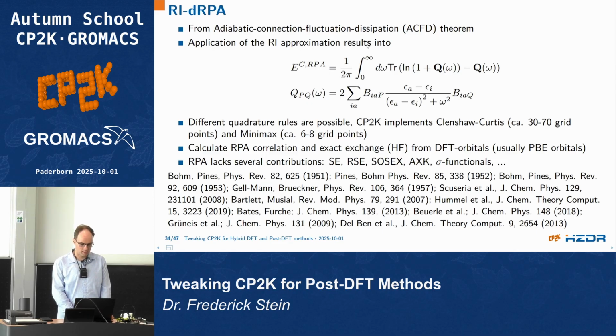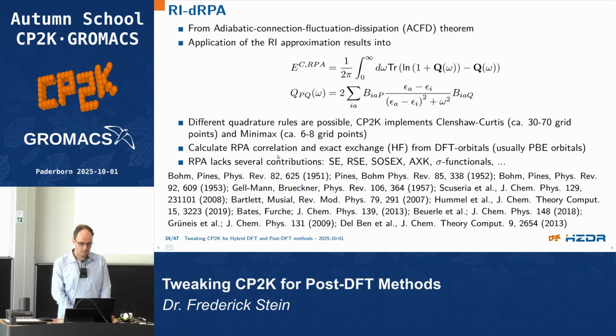This integration can be performed in two different ways. The more expensive, but also more general one is the Clenshaw-Curtis one. That's, for instance, also the one which is used for GW calculation for band structure calculations. But we also have minimax quadratures available, which are as cheap as the one used for SOS MP2.